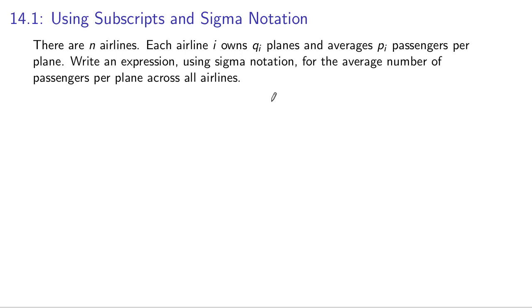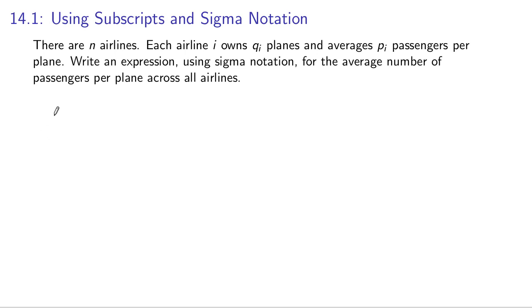Now it might be tempting at first to try to just average P sub I on its own, but that will not tell you the average number of passengers per plane across all airlines, because some airlines will have more planes than others. So in order to get the full average, we need to find basically the total number of passengers across all the airlines and divide that by all the number of planes.